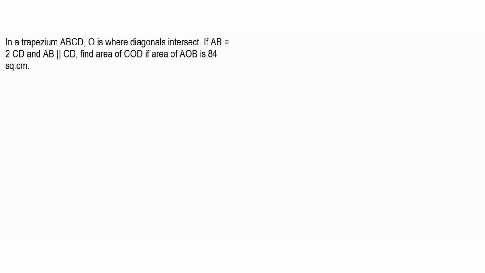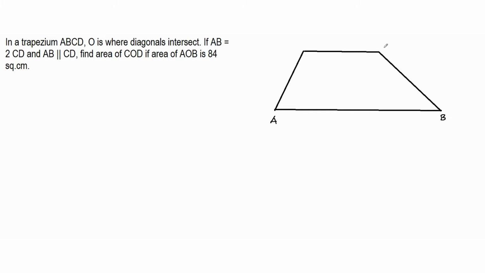In a trapezium ABCD, O is where the diagonals intersect. AB is equal to 2 times CD and AB is parallel to CD. So let us make a diagram quickly. We have a trapezium in which the length of AB is twice the length of CD and AB and CD are parallel to each other. So I can label the vertices. So this is AB and we have AB parallel to CD. So these two sides are parallel to each other. And AB is 2 times DC. That means if DC is X, AB is 2 times X.